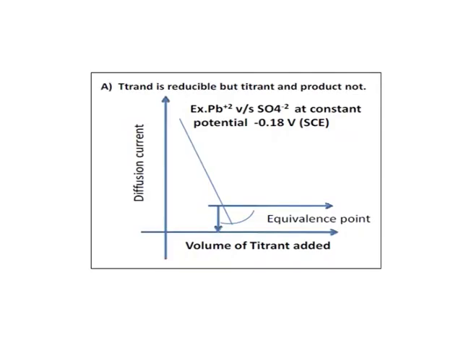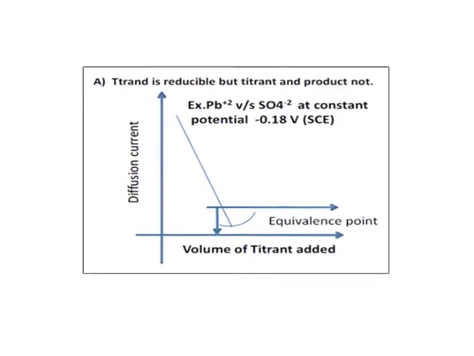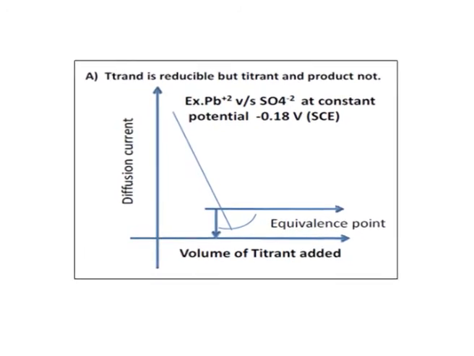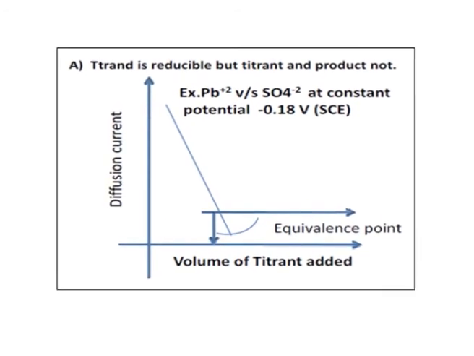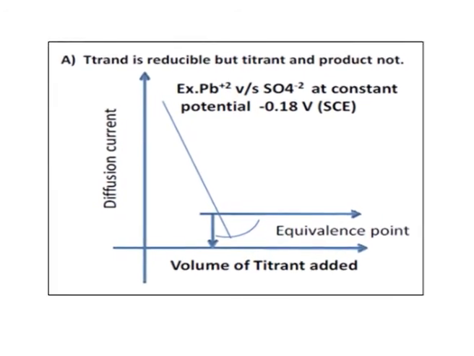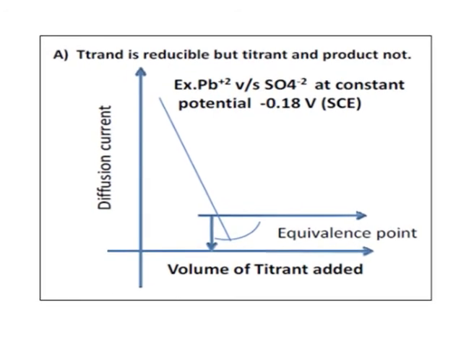First, the titrant is non-reducible, but the titrand is reducible, and the product is non-reducible, as shown in figures A and B. When a solution containing lead ion is titrated against sulphate ion, a precipitate of lead sulphate is formed. The titration can be performed at a fixed potential of minus 0.8 volts versus the saturated calomel electrode.